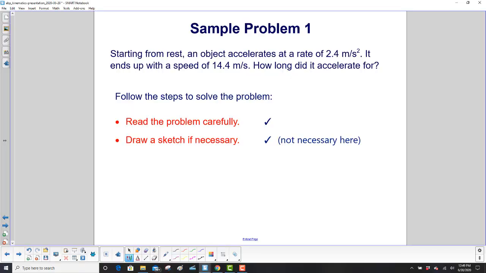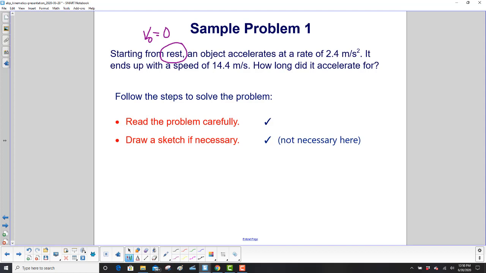Let's work a problem. Sample problem 1. Starting from rest, so what is that telling you? That your initial velocity is 0. An object accelerates at a rate of 2.4 meters per second squared. It ends up with a speed of 14.4 meters per second. How long did it accelerate for?